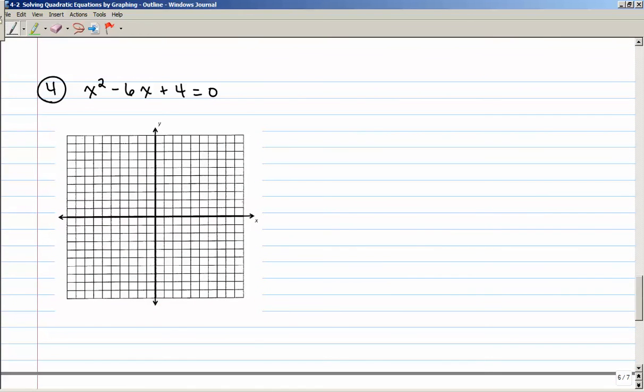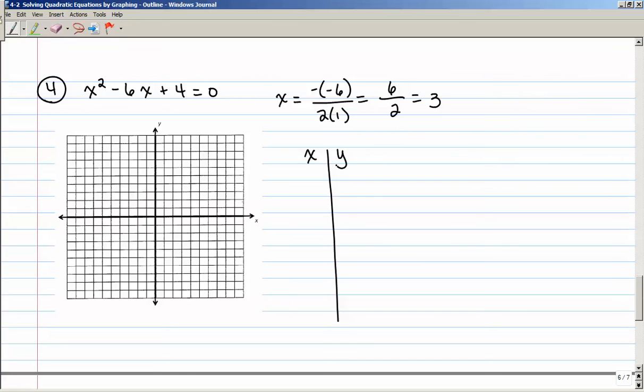Let's take a look at another example here. x squared minus 6x plus 4 equals 0. Let's find the x of our vertex. Negative b over 2a, or 6 over 2, or 3. So let's go ahead and make our table. And let's put 3 in the middle, and then let's pick 2 smaller and 2 larger. And let's plug this into the calculator.